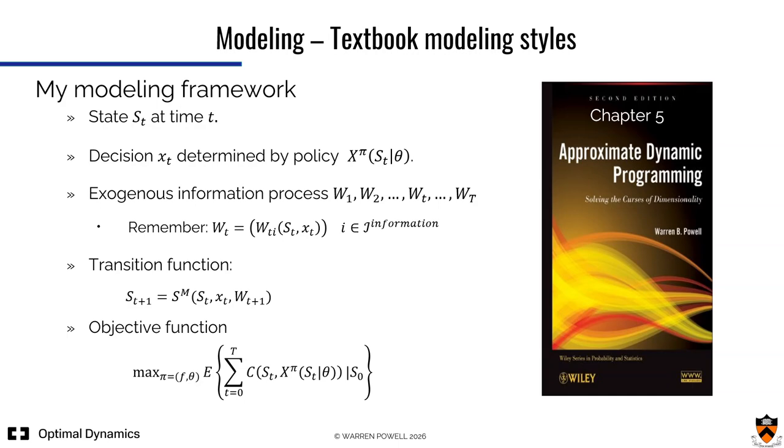Now, my modeling framework starts off with a state at time t, a decision determined by the state and the policy, and exogenous information that comes in from outside the system. W_t is typically also a vector because there are different types of information processes. So a transition function says if you're in state S and you take action X, I use X because X might be a vector, and then you observe W_t+1. This is the updated state. That's the transition function, very easy to compute.